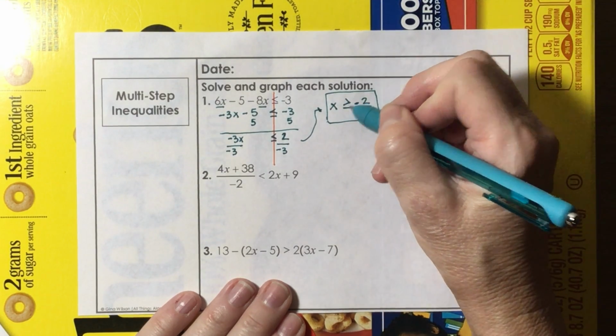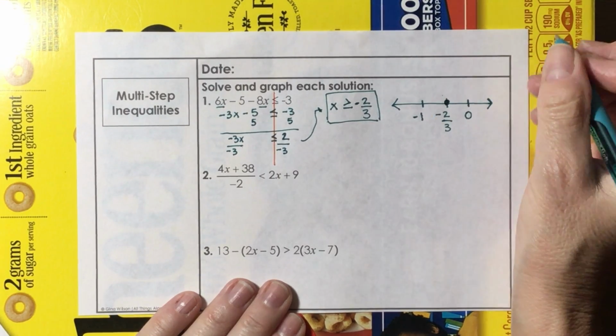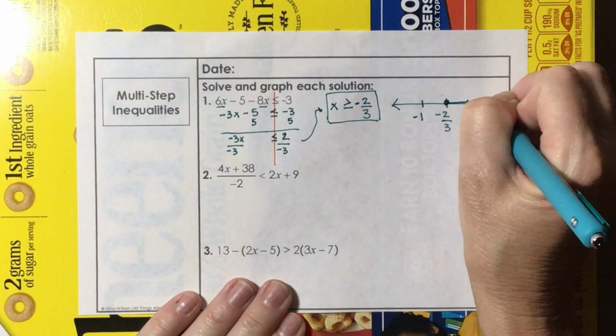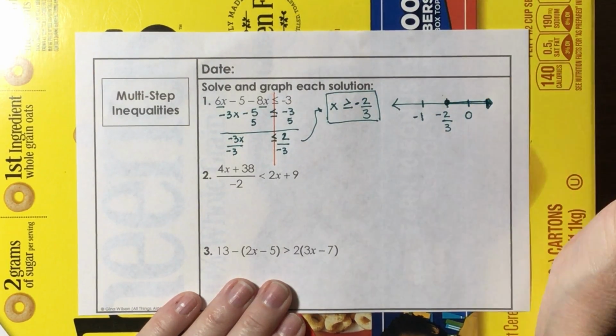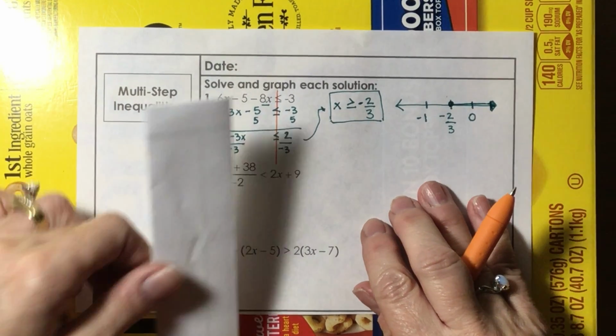All right, and now we have the equal to sign, so that will be a colored in dot because it includes our negative 2/3. And it's going to be everything that's greater than, so we'll go to the right. All right, let's take a look at the next one.